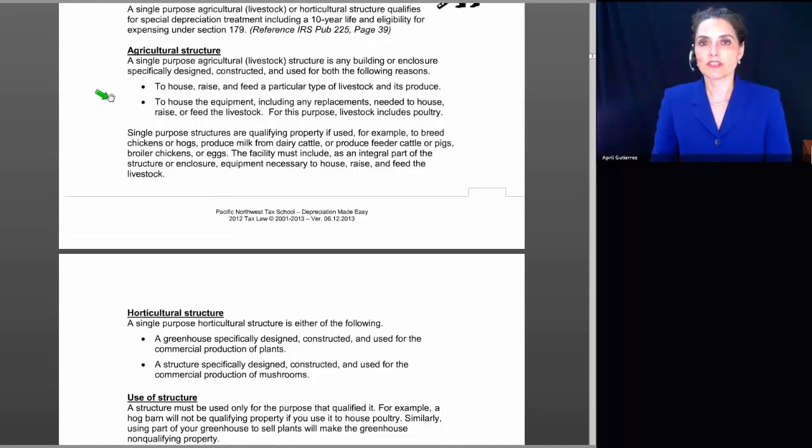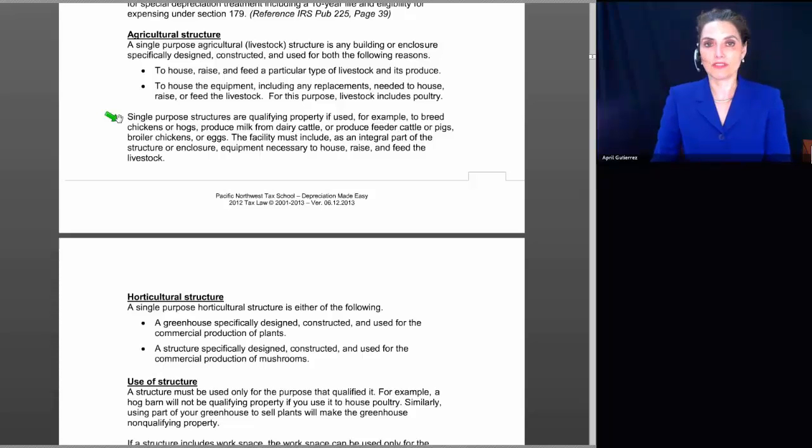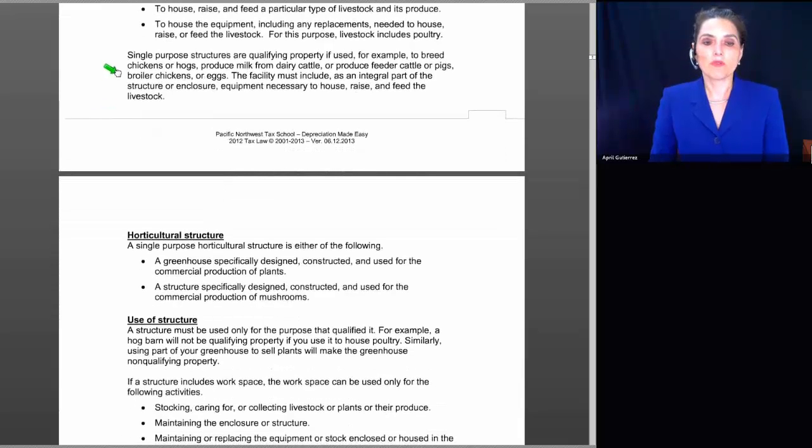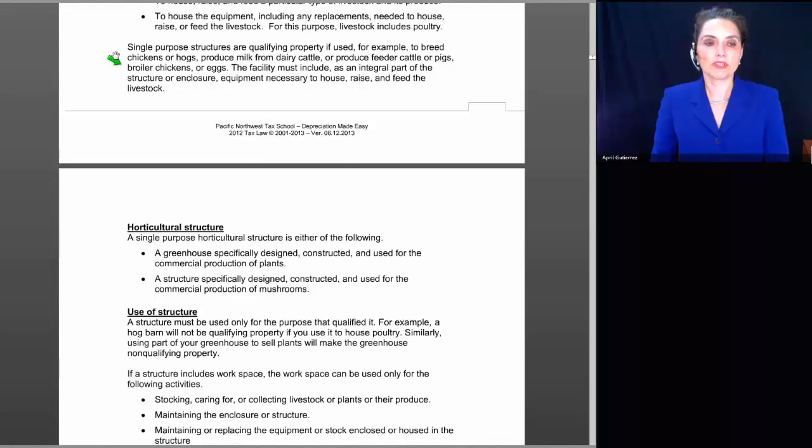But yesterday when I actually went and read the code, it goes out of its way to say it does not include horses. So I found that interesting. It makes sense that if you were breeding horses that they would still be considered livestock, but the publication said horses are not livestock. Single-purpose structures are qualifying property if used, for example, to breed chickens or hogs, produce milk from dairy cattle, to produce feeder cattle or pigs, broiler chickens, or eggs. The facility must include as an integral part of the structure or enclosure equipment necessary to house, raise, and feed the livestock.